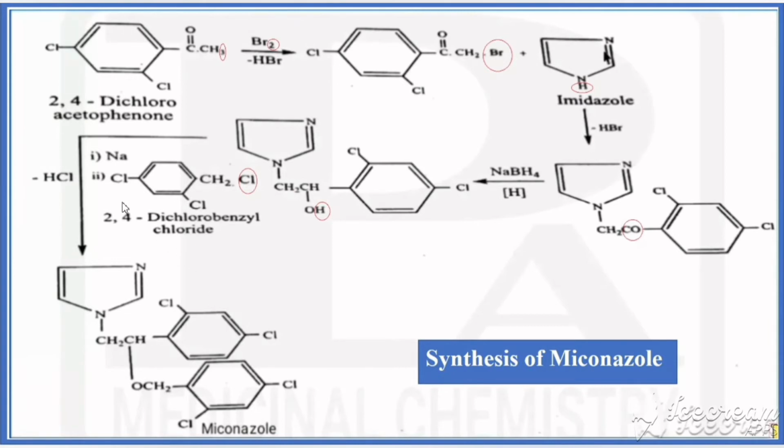So how can we get that? First we have taken 2,4-dichloroacetophenone that undergoes bromination. We are getting bromo derivative. That one reacts with imidazole. HBr is removed and that imidazole will be attached with that. Here we have ketone. On reduction we are getting secondary alcohol. Now with this we are adding 2,4-dichlorobenzyl chloride. HCl is removed. The left group would be attached with oxygen and we got meconazole.